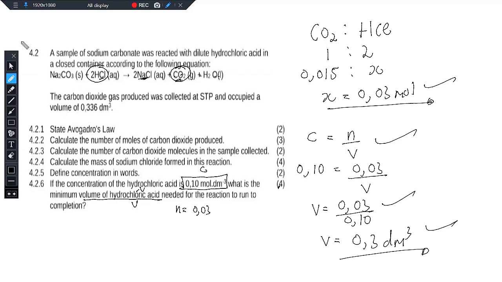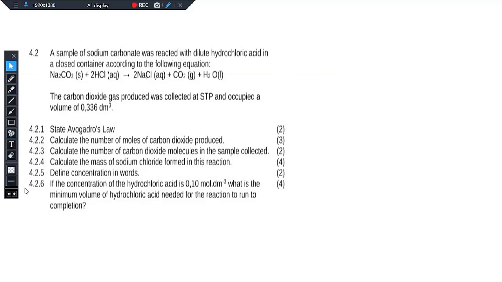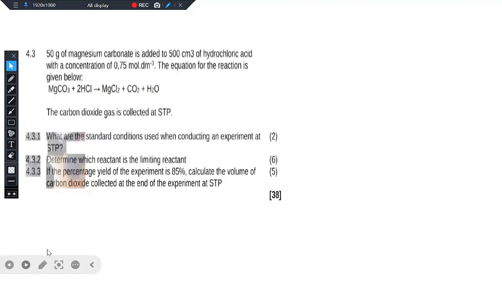We're still not done. It's a very, very long question. You see, I'm relaxed. Then, okay, 4.3 says 50 grams of magnesium carbonate is added to 500 centimeter cube. Remember, every time you see your volume given in centimeter cube, the one thing that you immediately have to do is convert it to dm cube by simply dividing by 1000, right? When you divide by 1000, now you have 0.5 dm cube with a concentration of 0.75 mole per dm cube. The equation for the reaction is given below.